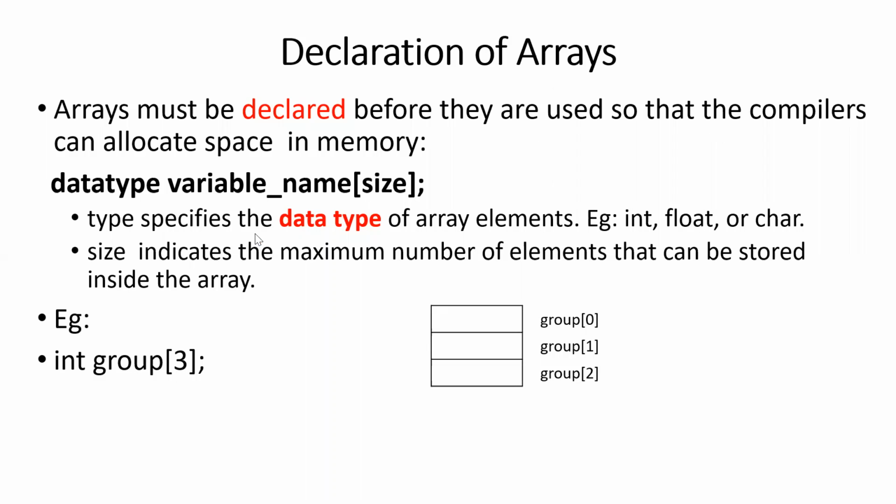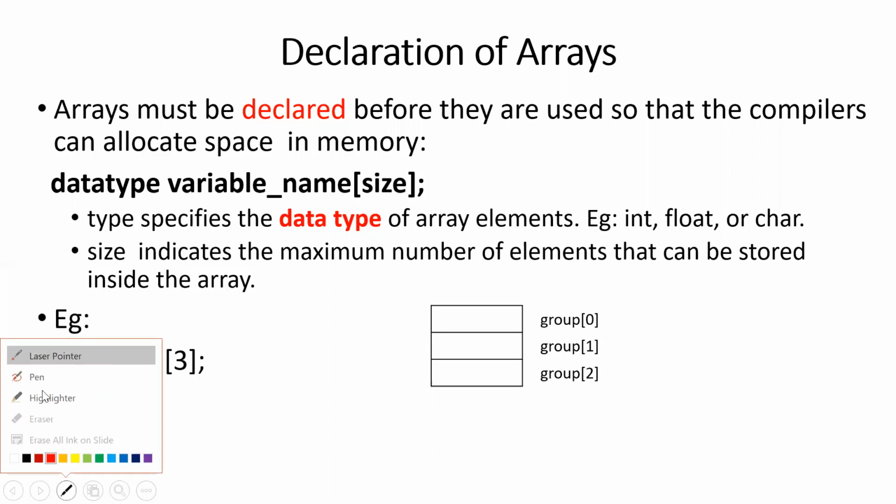So the data type should be indicated. As arrays are a derived data type, we will make use of primary data types to declare an array. That is obviously understood, no? We are deriving arrays from the primary data types. So in order to declare an array, we should first indicate what should be the data type of the array. Listen here, what should be the data type of the array.